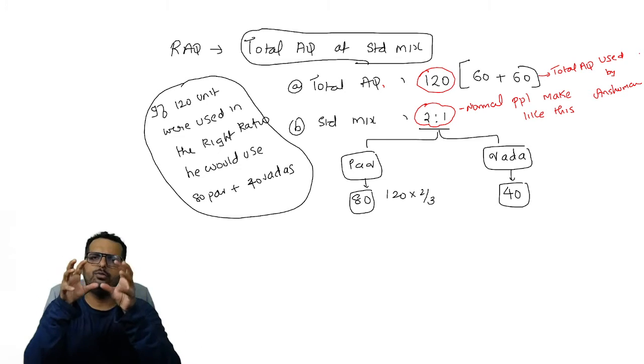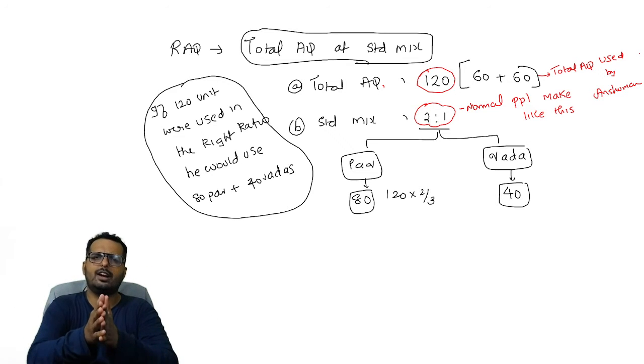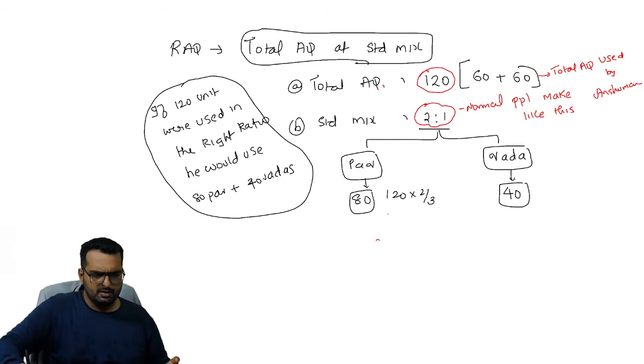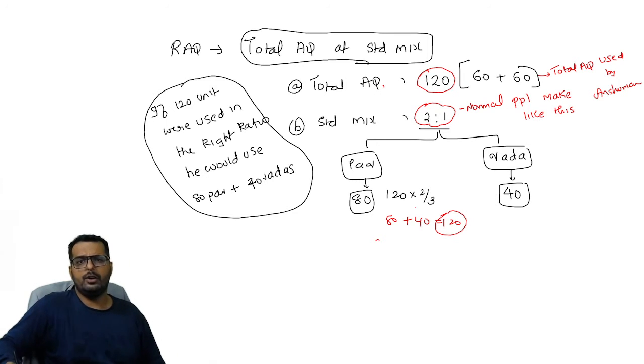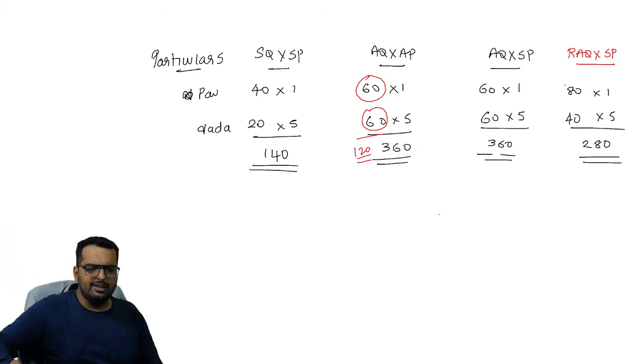All right. This 120 units, had he at least done it in the standard mix, what should be the standard mix? It should be 80 pav, 40 vada. 80 plus 40 is equal to how much? 120. Ideally, he should have had 80 pav and 40 vadas. But instead of this, he did 60 pav and 60 vada. Because of this, he would have made a loss or a gain. I think pav is cheaper, vadas are expensive. He used 20 pav less, he used 20 vadas more. So he will end up paying more money. That is the reason there is going to be a loss, which I will show you right now.